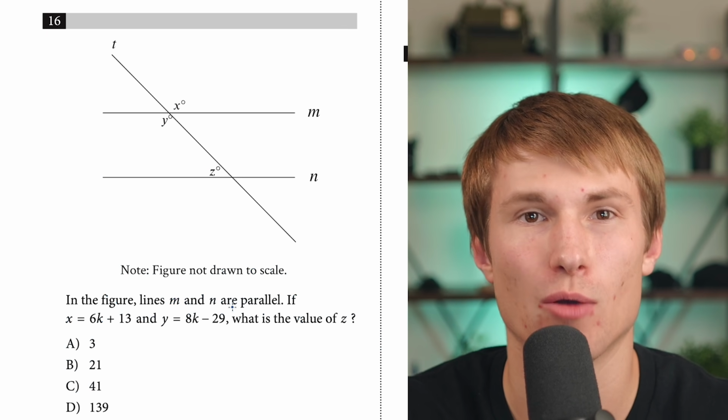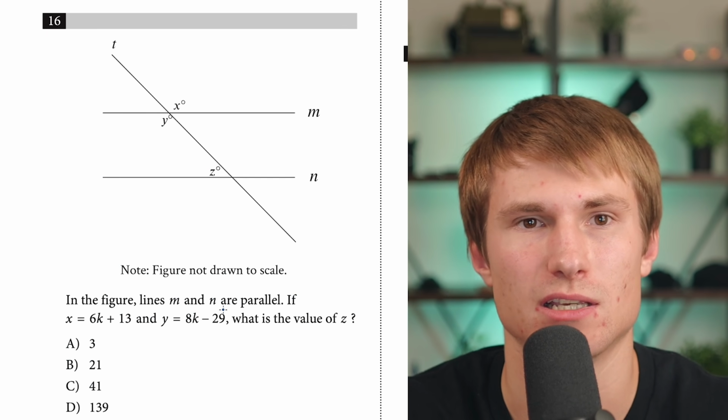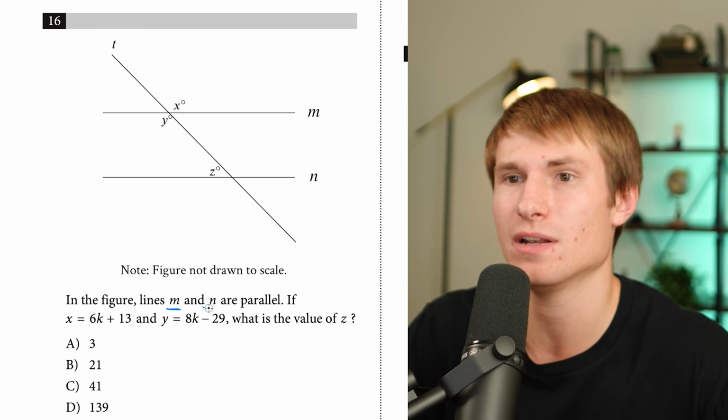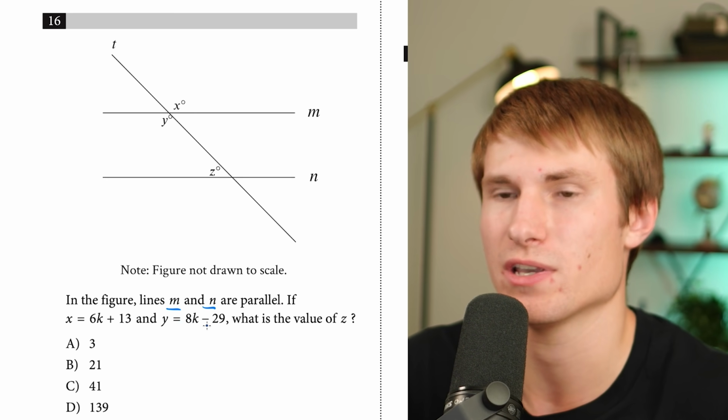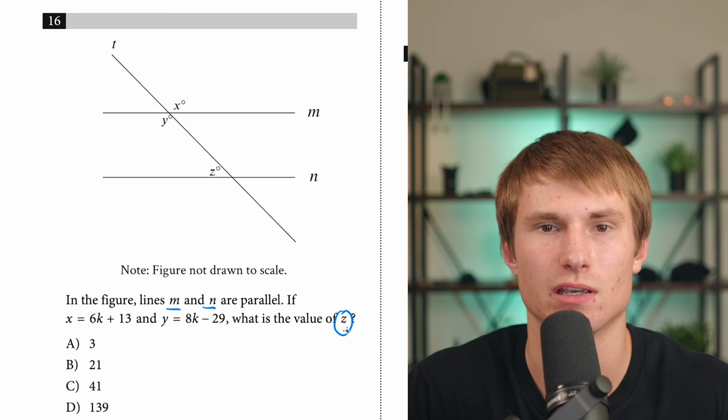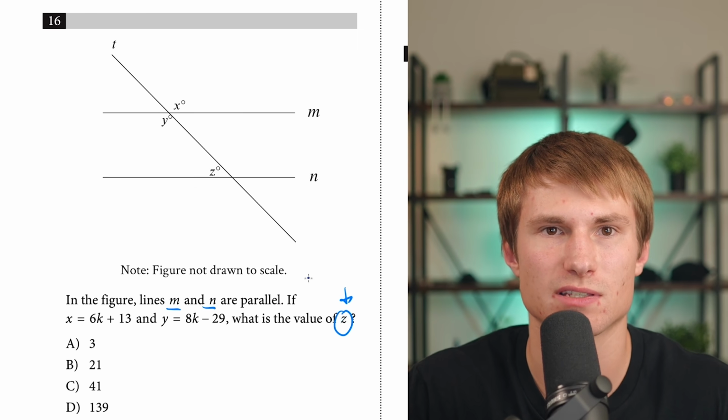Here's something you need to know about intersecting parallel lines on the SAT. Question 16 states, in the figure, lines M and N are parallel. If X equals 6K plus 13 and Y equals 8K minus 29, what is the value of Z? So always pay attention to what you're asked to answer with. In this case, that is the value of Z.